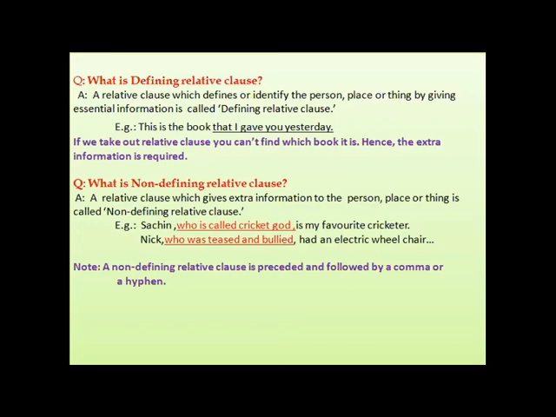In your textbook, the defining relative clause and non-defining relative clause task is given. You have to do it yourself. I have not mentioned it here.